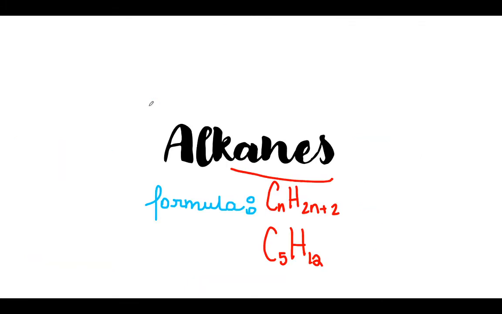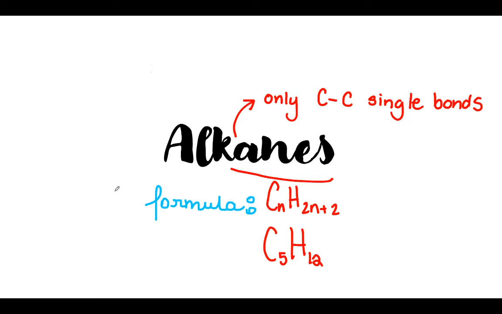So let's talk about alkanes. Those are our first type of hydrocarbons. And as I mentioned earlier, these are the ones that only contain single bonds. So only carbon-carbon single bonds, right? And there is a formula associated with alkanes. What do I mean by formula? It is an easy way for us to figure out the chemical formula for any alkane, as long as you know the number of carbons.